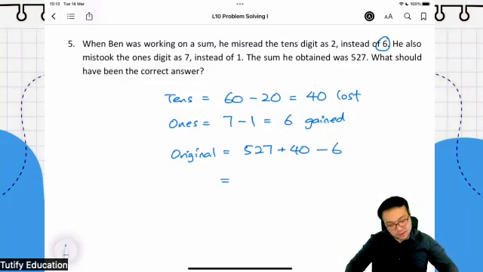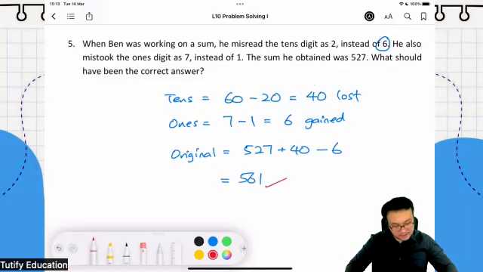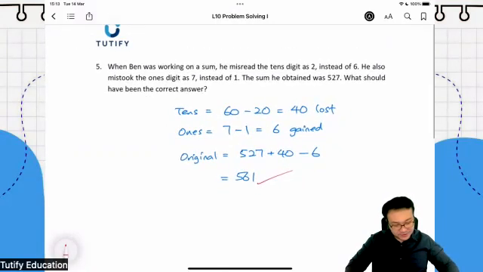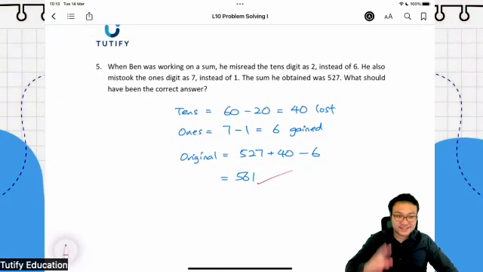What answer do you get? 561. There you go. Okay, what's your other method? I just figured it out that the 500... Okay, no problem. You can do that as well. Okay, good job. So there are 2 ways to do this.